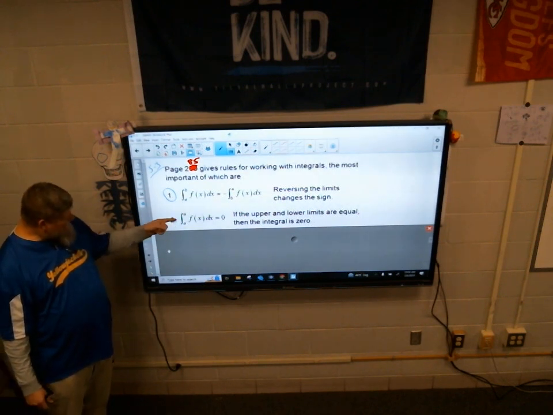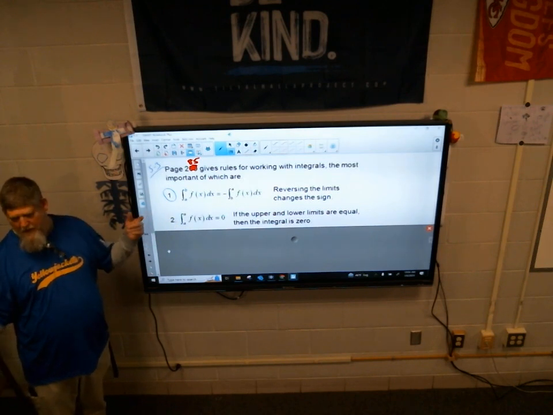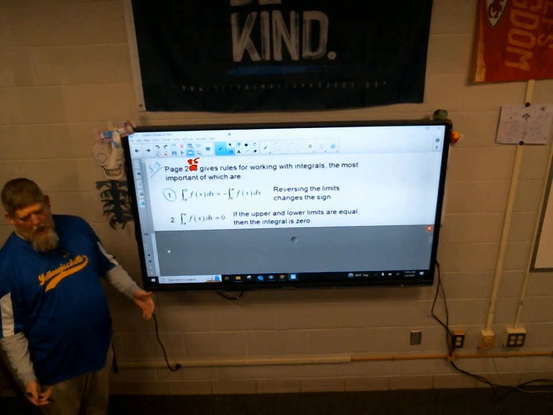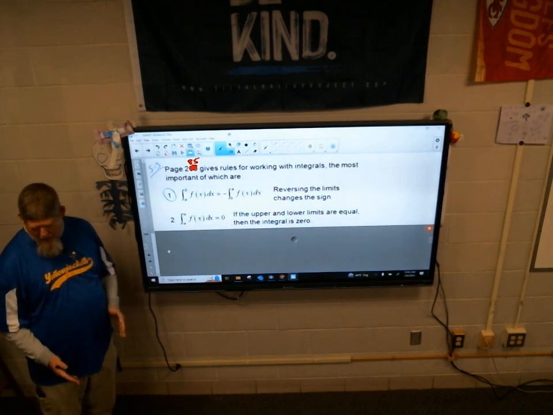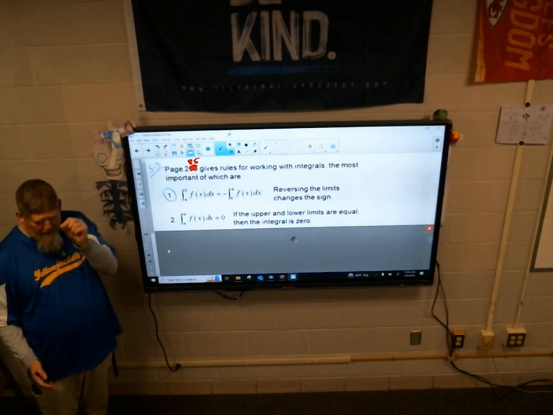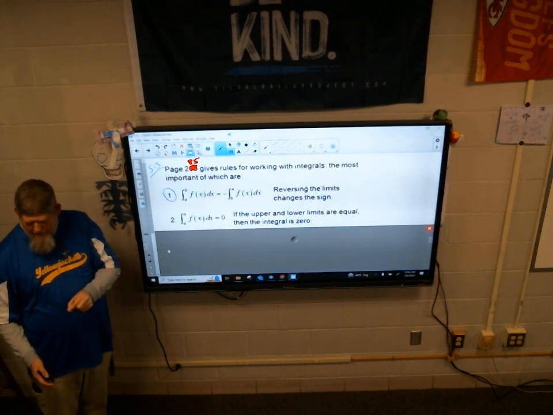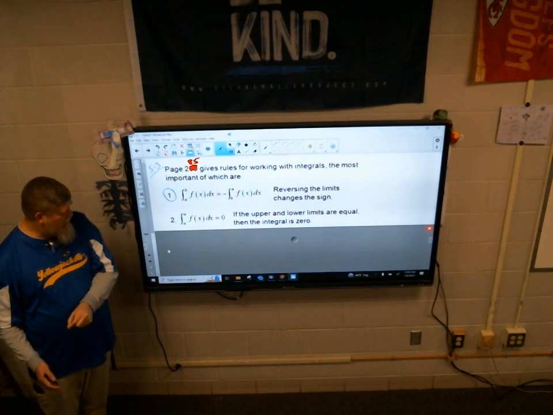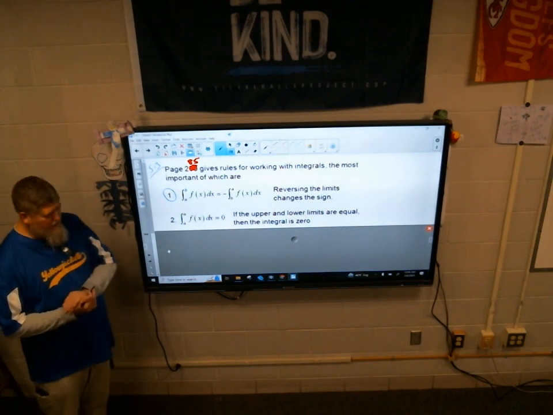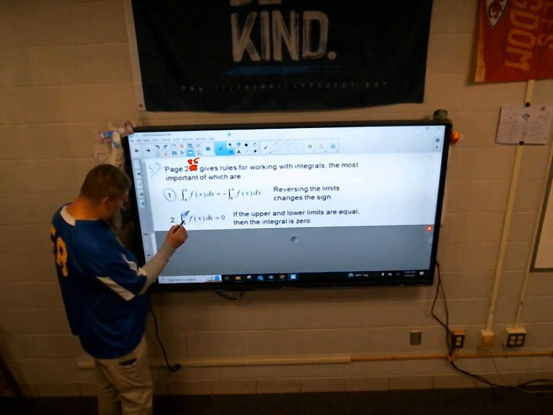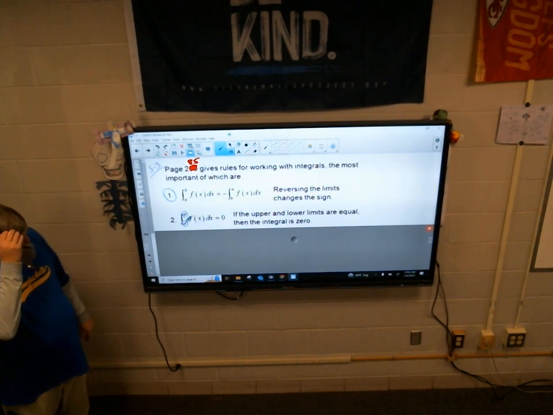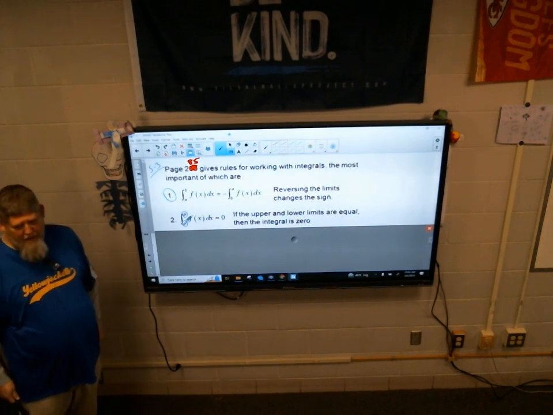So if I go from A to A, it means it's the exact same limit. If I'm gonna go from 2 to 2, or from 7 to 7, well, I'm not going left to right at all. I'm taking the area of one of those rectangles that has 0 width. So the answer is obviously going to be 0. If the limits are equal, the answer is just simply 0. There is no area underneath that point.